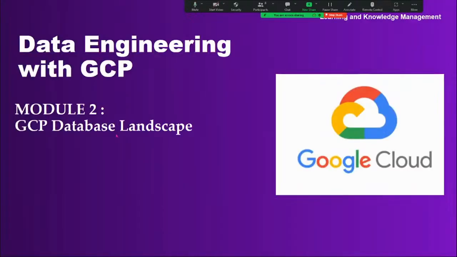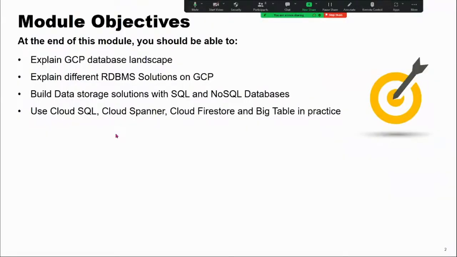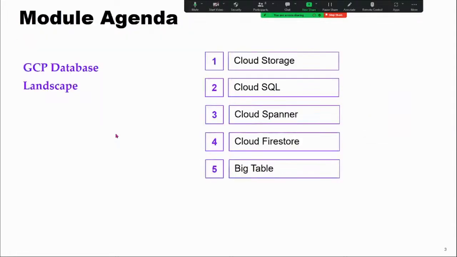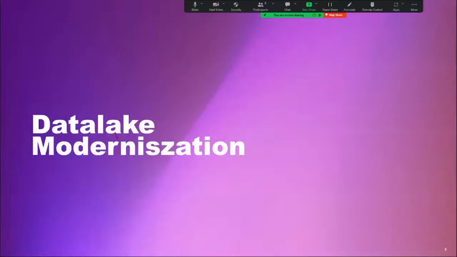So in the GCP database landscape, this is the agenda, guys. We are going to explain the whole GCP databases landscape and the differences between RDBMS and NoSQL databases. And in this one, we're going to look at Cloud SQL, Cloud Spanner, and Bigtable. First, we're going to see data lake modernization in GCP. If you want to have a data lake in GCP, how can we have it? Which tool can act as a data lake in GCP? Let us see one by one.